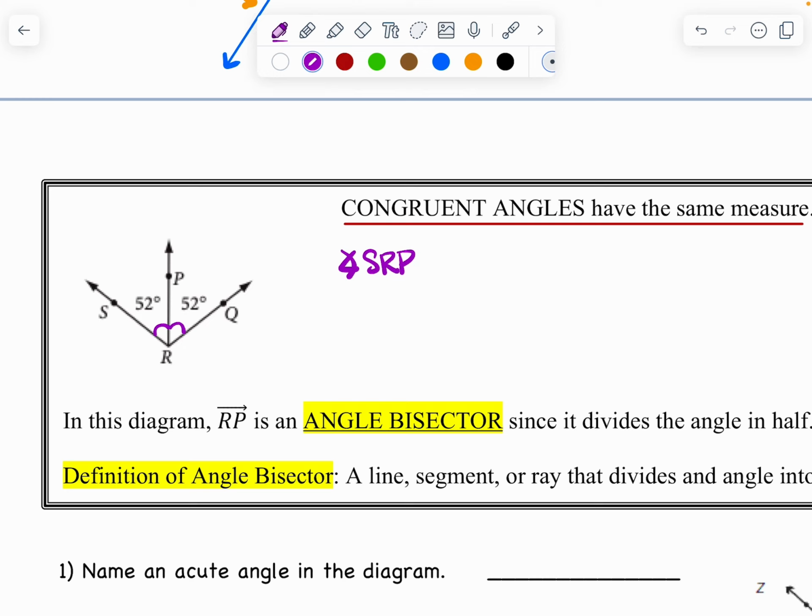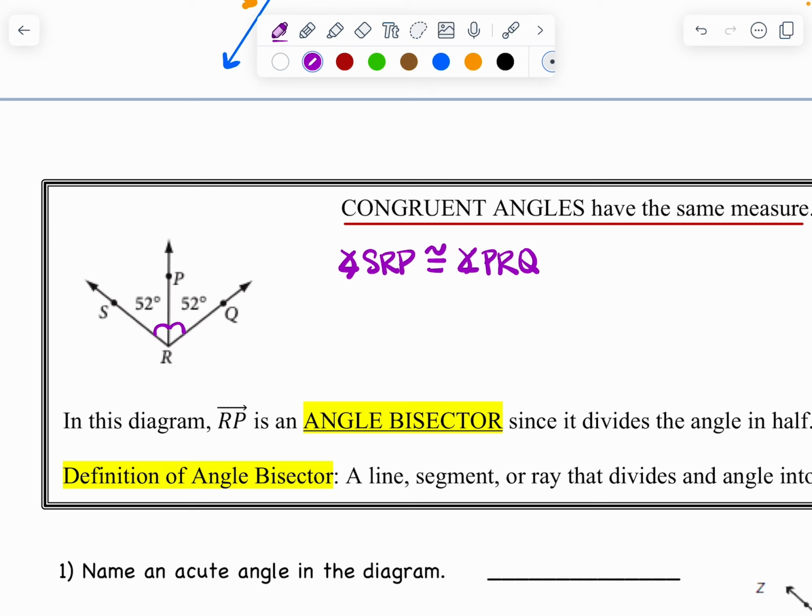You would not be able to just say angle R because there are too many angles using vertex R. So I would just say angle SRP is congruent to angle PRQ or QRP. So that's how we write congruent angles. Very simple, just like with segments.